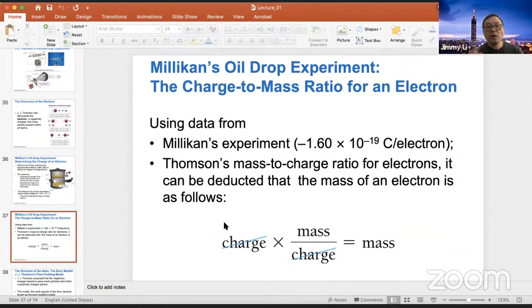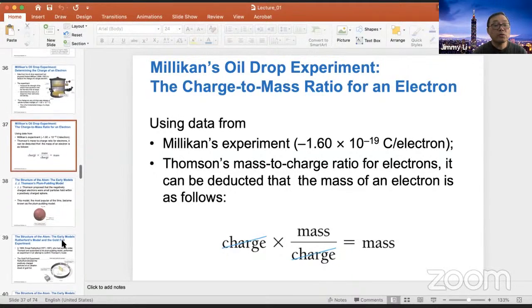So this is how they figured out the mass of the electron: Millikan knows the charge, and Thomson knows the mass-to-charge ratio, so we're able to determine the mass. Okay, very well.